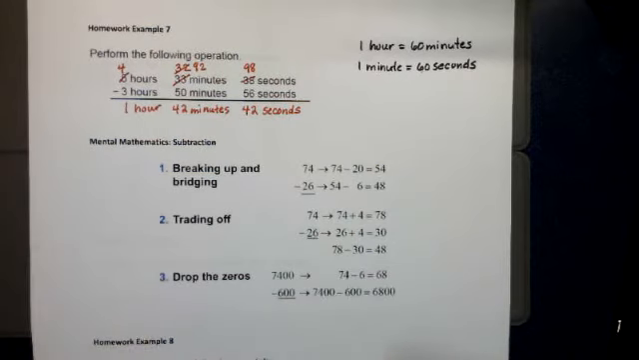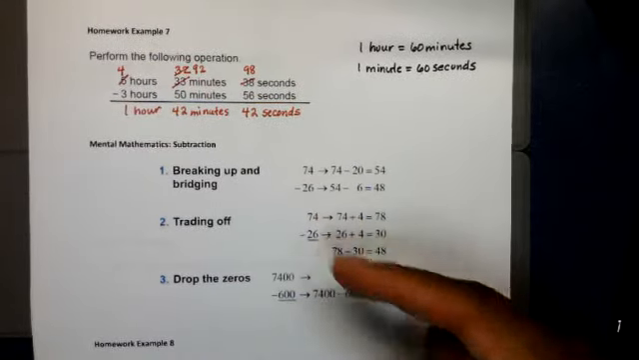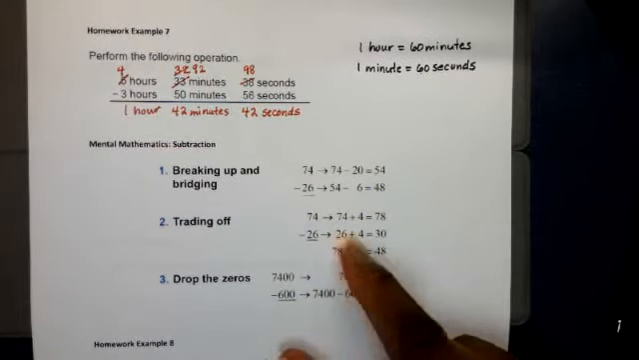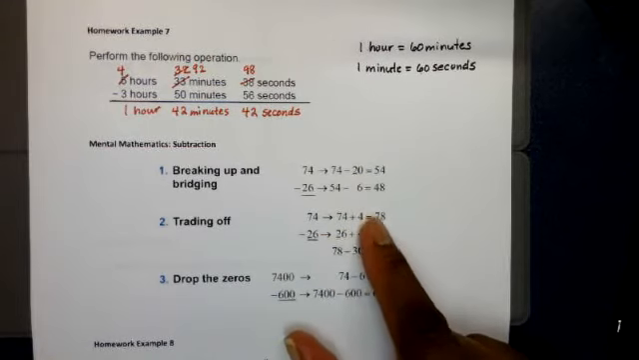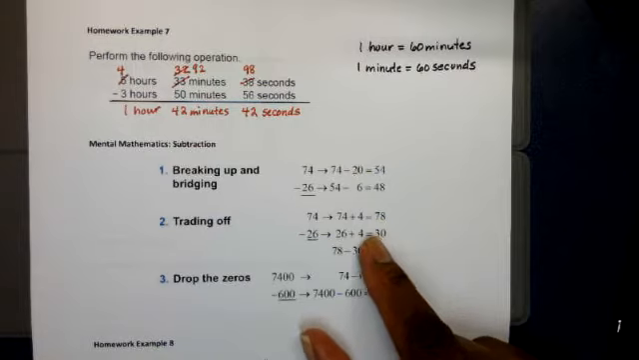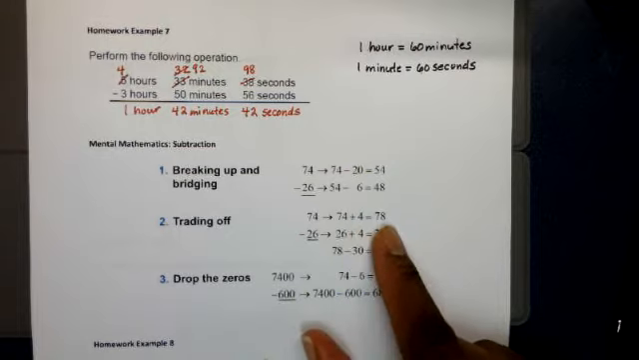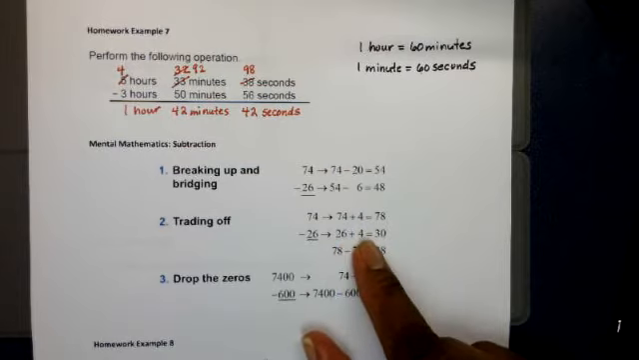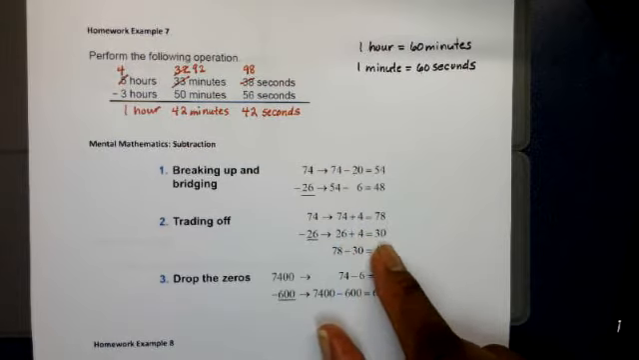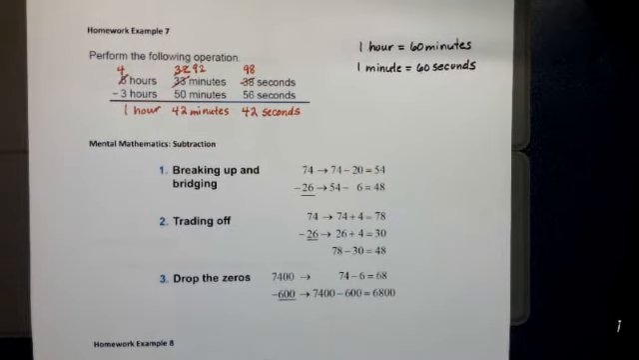Number 2 is the trading off approach. Same problem, 74 minus 26. Now, if I add 4 to 74 and 4 to 26, because in this case, I want to make the number that I'm subtracting a multiple of 10. 74 plus 4 would be 78, and 26 plus 4 would be 30. And I can easily subtract 30 from 78 to get 48.